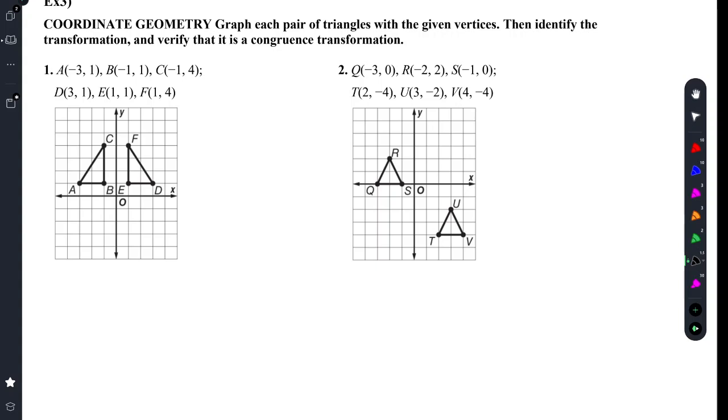And what's the distance from A to B? We have to prove, graph each, identify the transformation, and verify it. All right, so how long is AB? 2. 2. ED is 2. BC is 3. And 3. And we know that's a right angle. So that's enough for side angle side, right? We know those triangles are congruent. You could do the third side if you wanted, and do side, side, side, which most people would probably do. I'll probably do that on the next problem. And so that proves that they're congruent. Right? And what's the transformation? Reflection, right?